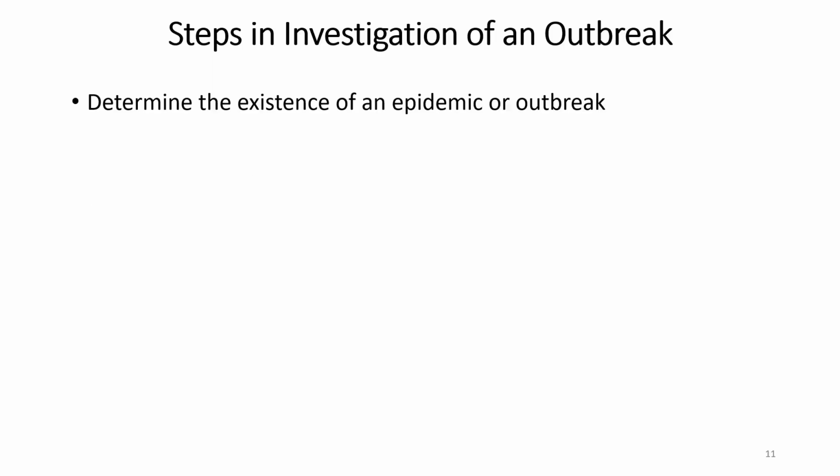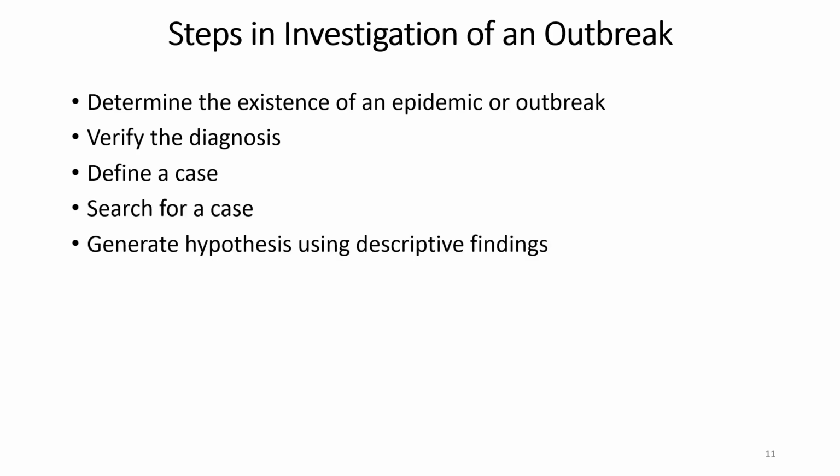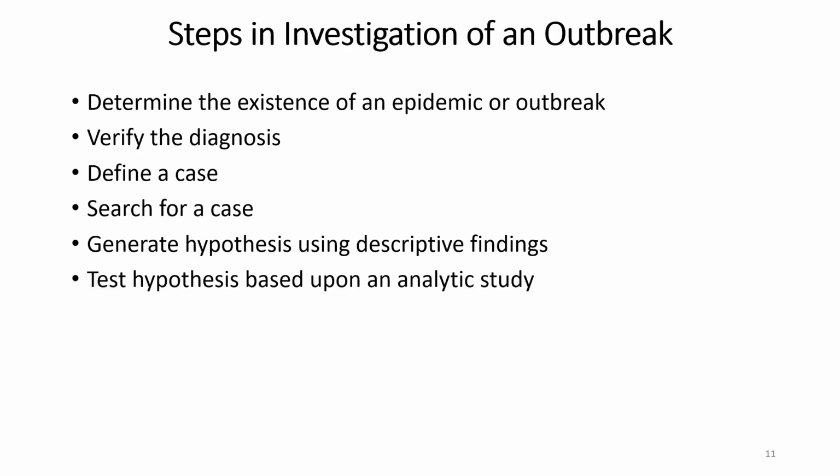Okay, so there are 10 steps in outbreak investigations. The first one is to determine the existence of an epidemic or an outbreak. The second step is to verify the diagnosis. The third step is to define a case. The fourth step is to search for cases. The fifth step is to generate a hypothesis using descriptive findings. The sixth step is to test the hypothesis based upon analytical study.